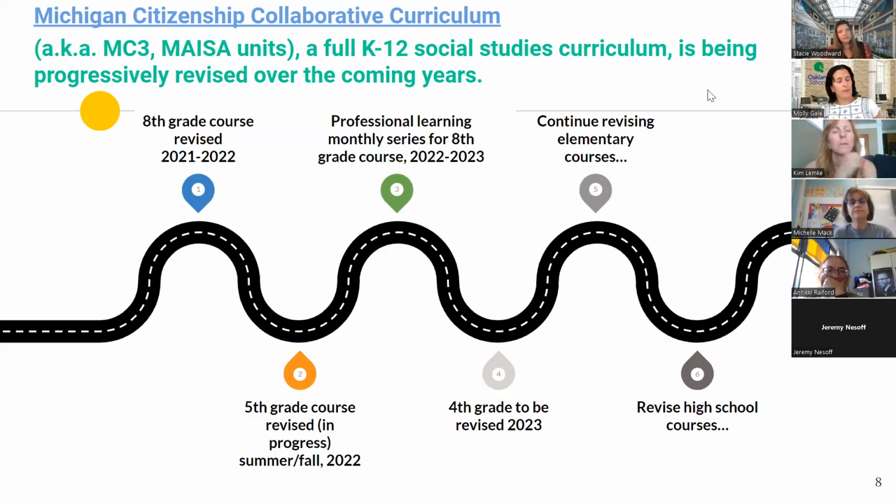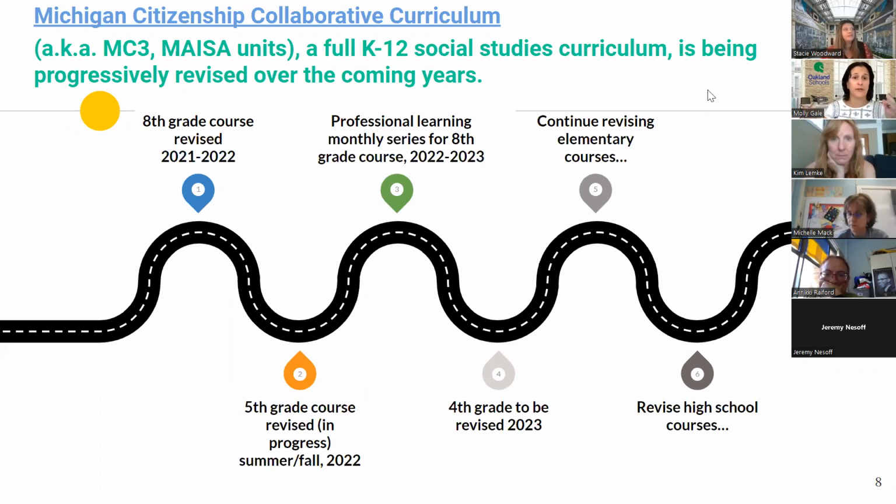So we want to start by really giving you a snapshot into where the 8th grade course fits into the larger process of the MC3 revisions. The MC3, which is our affectionate name for the Michigan Citizenship Collaborative Curriculum, and you can see why we have a nickname for it, is a full K-12 social studies curriculum. And it's accessed and housed through the Atlas system. So when you hear people say, "I use Atlas," they're really talking about MC3, which is the curriculum, and Atlas houses it.